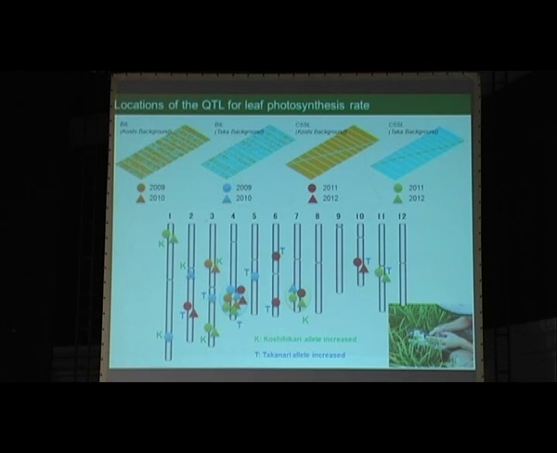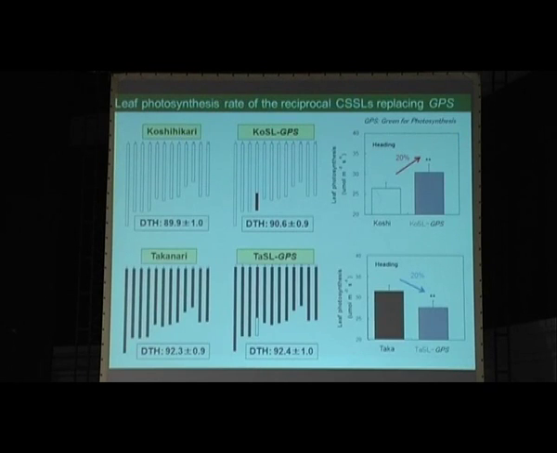From the next slide, we conducted further analysis focusing on the QTL on chromosome 4 here. That is the most stable and prominent one. We tentatively named this QTL GPS and characterized it again by reciprocal CSSLs.